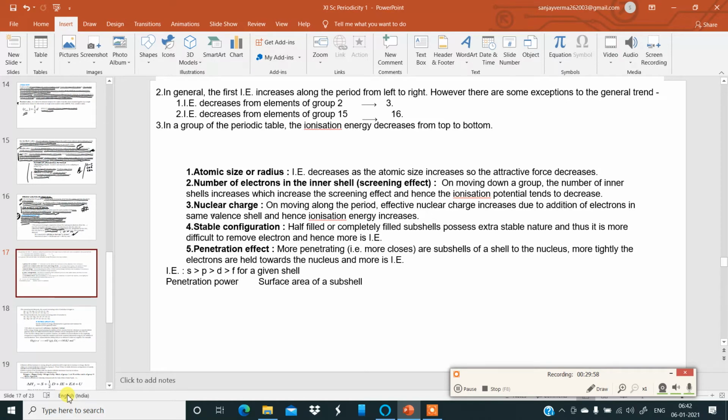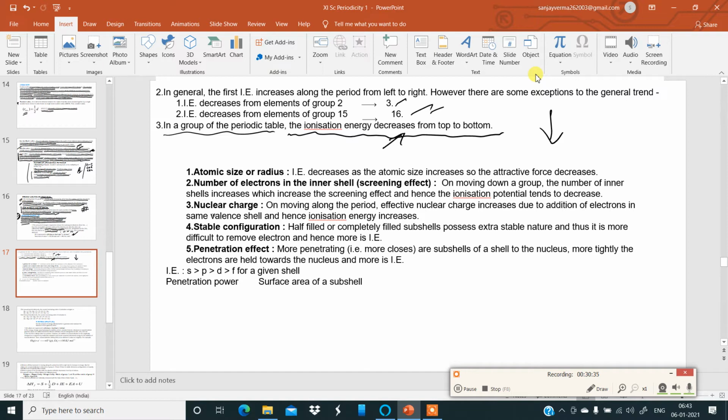In general, the first ionization energy increases along the period from left to right. However, there are some exceptions to the general trend. Ionization energy decreases from elements of group 2 to 13. Ionization energy also decreases from elements of group 15 to 16. In a group of the periodic table, the ionization energy decreases from top to bottom. As we move from top to bottom, the atomic size increases, so it is much easier to remove electrons from the valence shell. That is why it is decreasing over here.